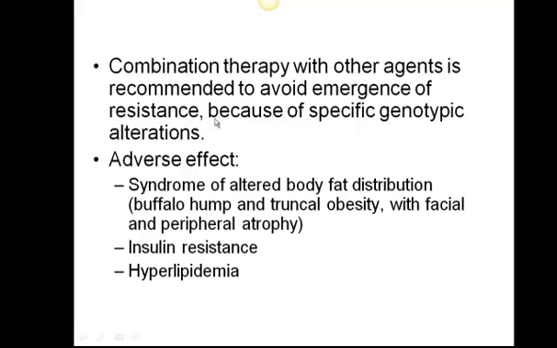These combination therapies, though, do come with some adverse effects. We've already talked about the neuropathy effects, and so deadening of specific neurons, especially sensory neurons, is a common phenotype that is seen in HIV-positive patients that are on this cocktail therapy. They can also have syndromes that alter body fat distribution, and they can get what's called a buffalo hump or truncal obesity around their midsection. They can also see facial and peripheral atrophy of the other parts of their body.